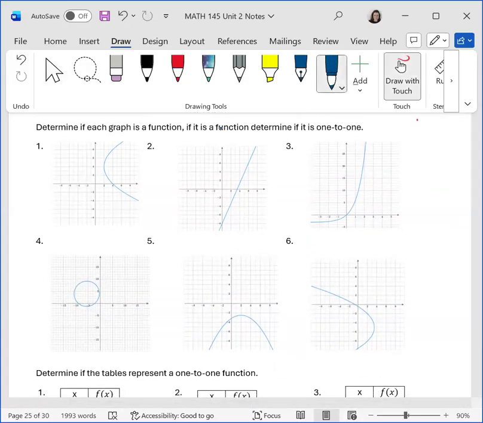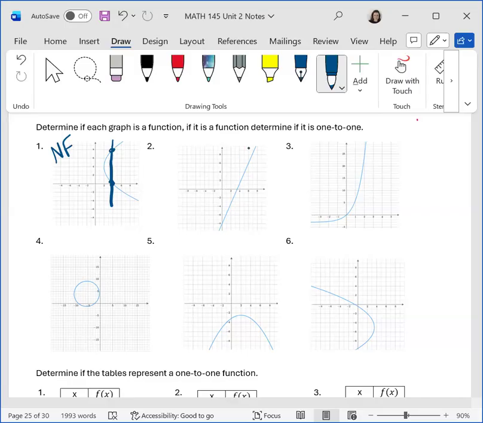So taking a look at number one, I'm first going to test for a function. And in a previous lesson, we talked about the vertical line test. So when we have a graph, the easiest way to determine if a relation is a function is to place a vertical line anywhere on the graph. If it intersects in more than one place, it is not a function. So number one is not a function because it does not pass the vertical line test.